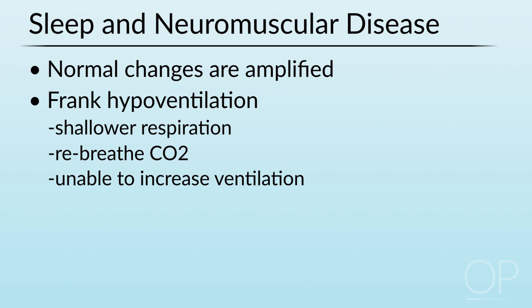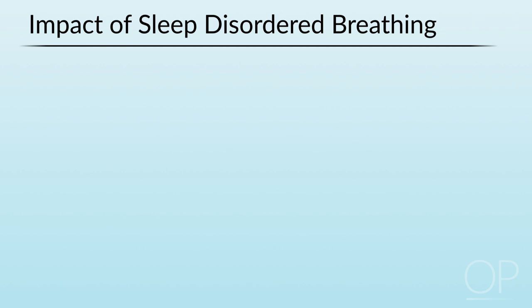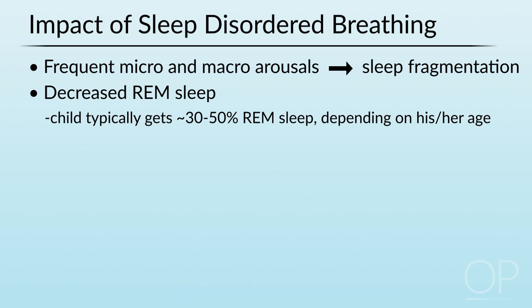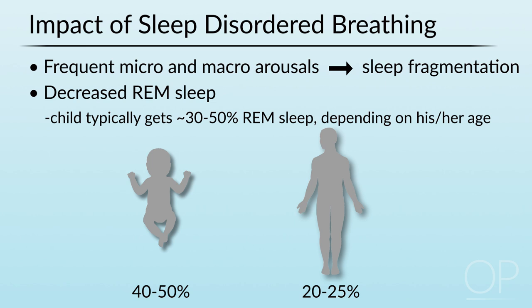Now, let's talk about the impact of disordered breathing during sleep. What happens to sleep if somebody is not breathing properly when they are sleeping? That leads to a lot of sleep disturbance, typically micro and macro arousals. There can be even frank awakenings. Ultimately, this leads to significant sleep fragmentation. There is reduction in the amount of REM sleep. A child has about 30 to 50% REM sleep depending on age. An infant tends to have about 50%, and adults tend to have about 20 to 25%. REM sleep is very important for memory consolidation and neuronal pruning and development. Hence, your REM sleep tends to go down.